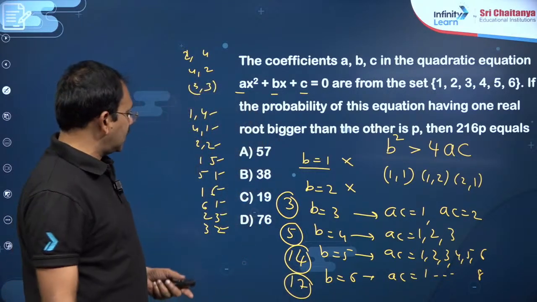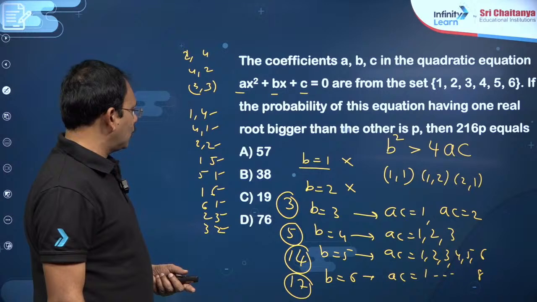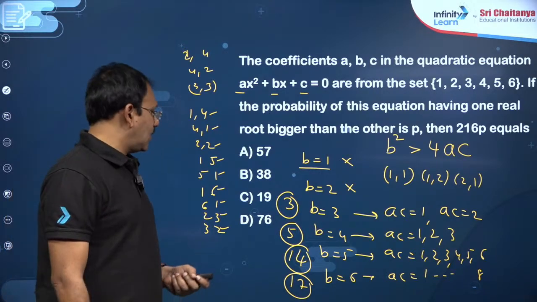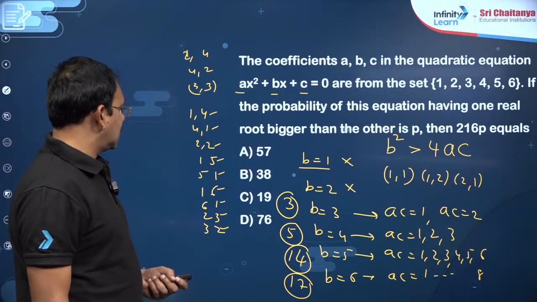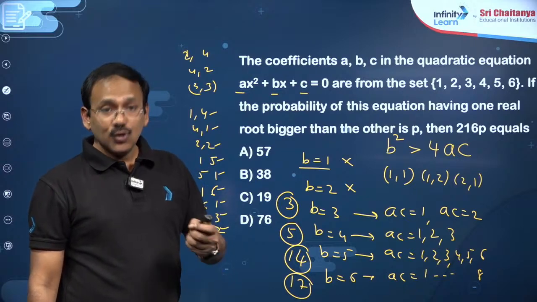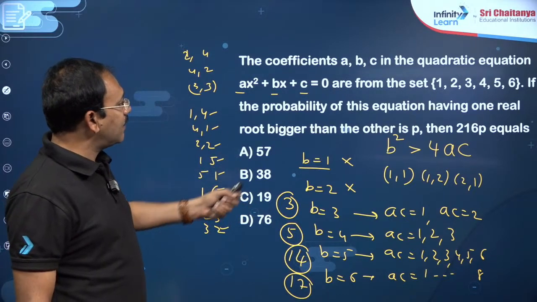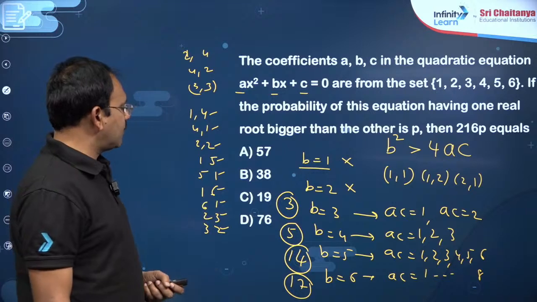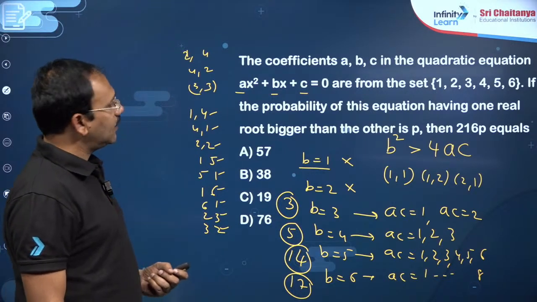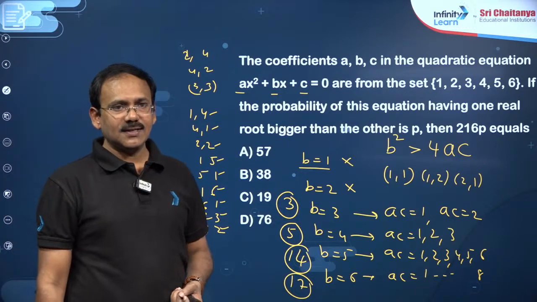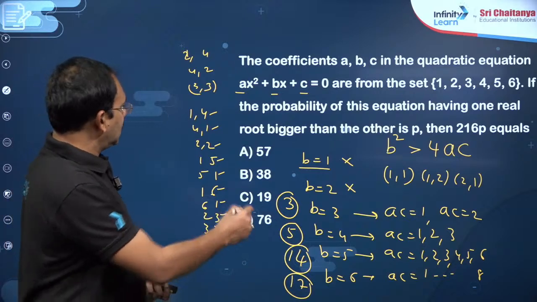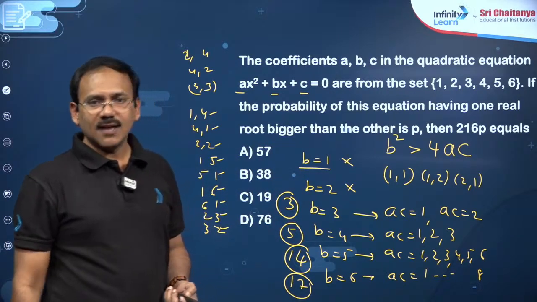Now add all the cases: 17 plus 3 is 20, then 34, giving 39 in total. So you see the cases, and that number is 39 out of 216. Just count the number of cases and you get P as this number divided by 216. So you will get the answer, dear students.